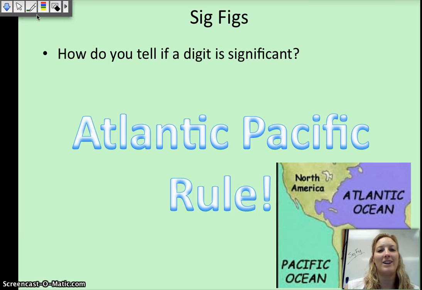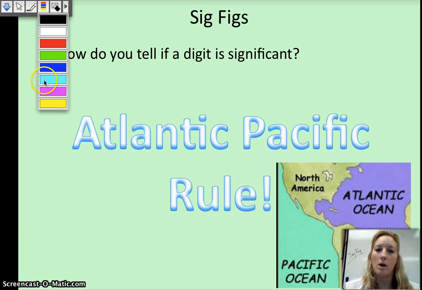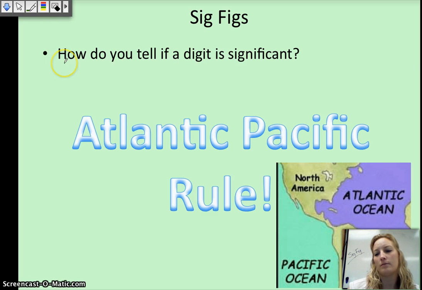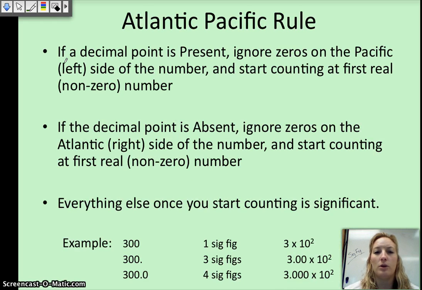We use what's called the Atlantic Pacific rule. Now, the Atlantic Pacific rule essentially says if a decimal point is present, so P, ignore the zeros on the Pacific side, so the left side of the number, and start counting at the first real non-zero number. If the decimal point is absent, A, ignore zeros on the Atlantic side, or the right side of the number, and start counting at the first non-zero number. Everything else, once you start counting, is significant.